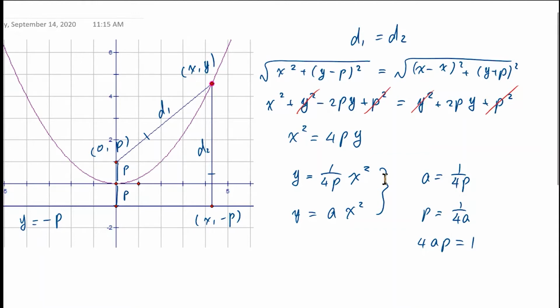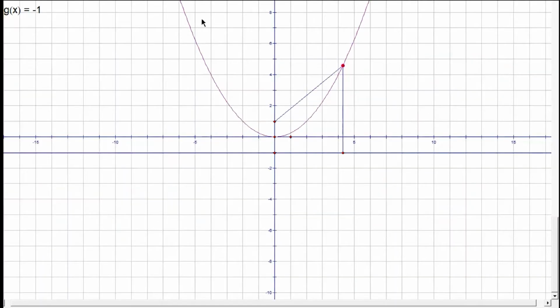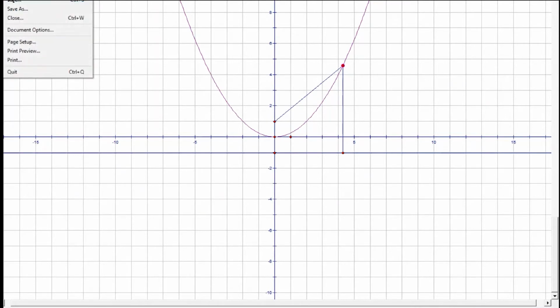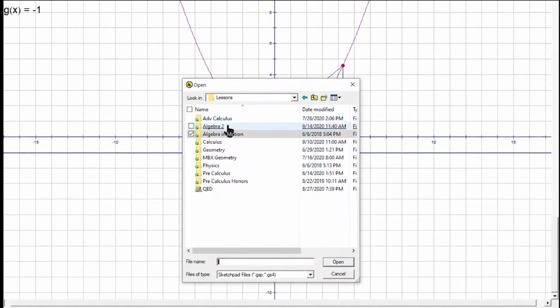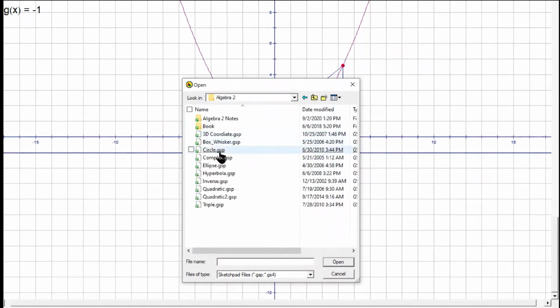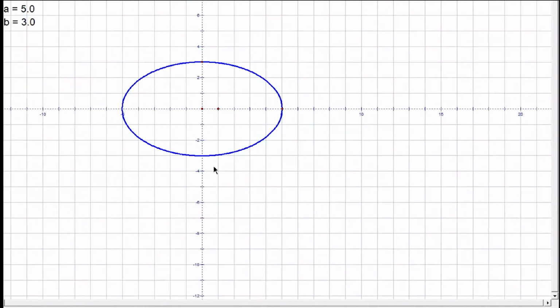Do you have time for ellipses? Yeah, let's do ellipses. Okay. I need to open this. Go up, algebra 2, ellipses here.